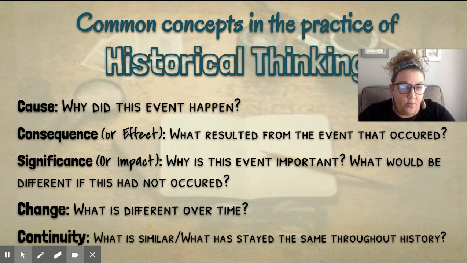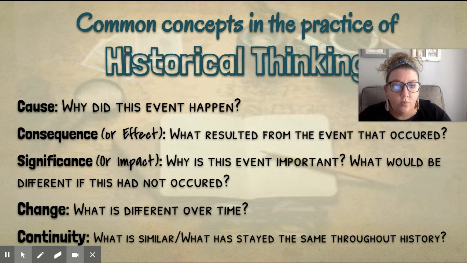Significance is the other important one. You'll hear me use this word a lot, significance or impact. Sometimes we say enduring impact, but essentially this is, why was this event, this person, this place important? What would be different if this had not occurred? That's what you always want to ask yourself to find significance. How would the world be different if this had not happened?